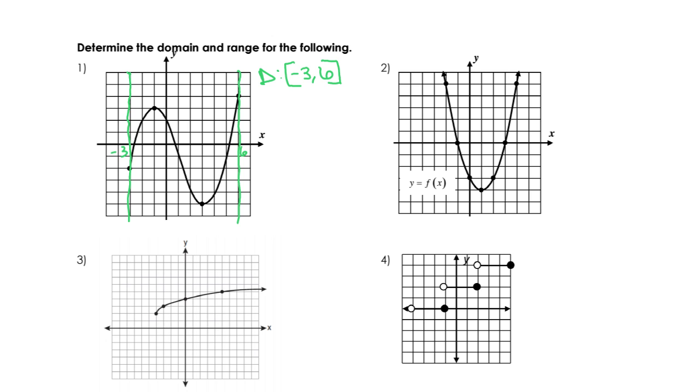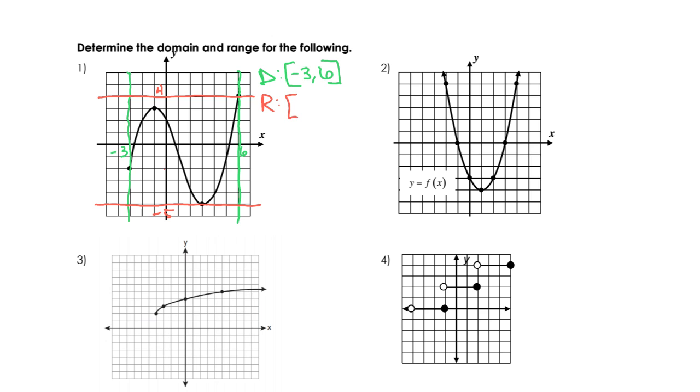Okay, for our range, the lowest this graph goes is here. There's no points lower than it. And the highest it goes is here. There's no points higher than it. And so -1, -2, -3, -4, -5 is the lowest, which has to be the first number. 1, 2, 3, 4. 4 is the highest, which is the second number.